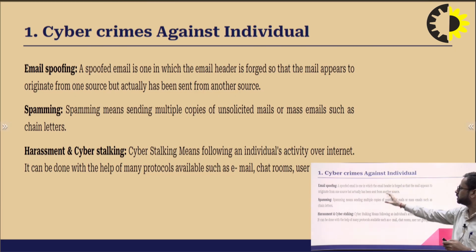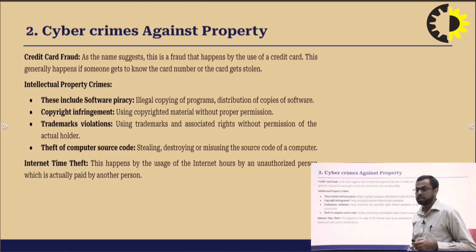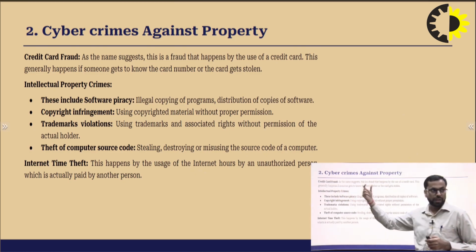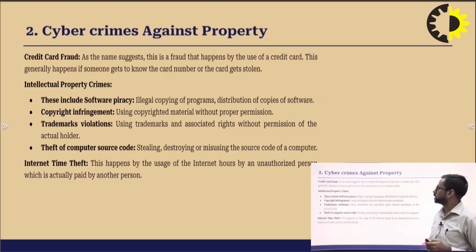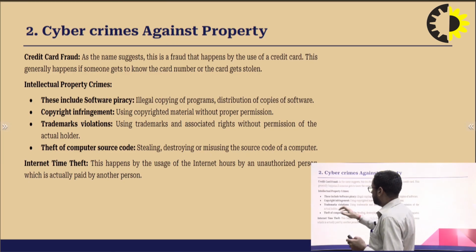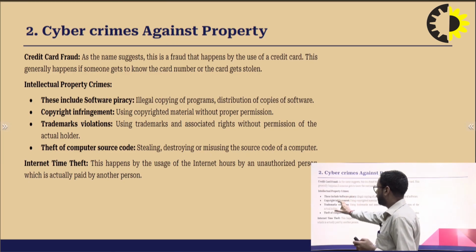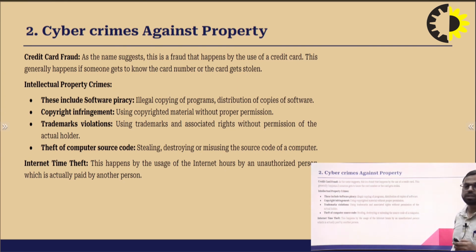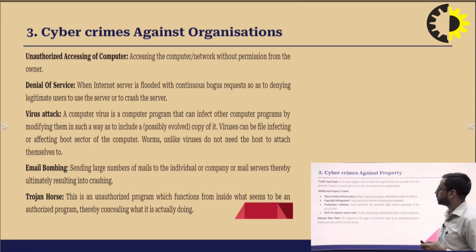These are some points based on an individual person's identity. The second one is credit card fraud. Basically, the duplicacy of credit cards is just an example of cybercrime against property. The points considered include software piracy, copyright infringement, trademark violations, and theft of computer source code. These are the points we have already covered.